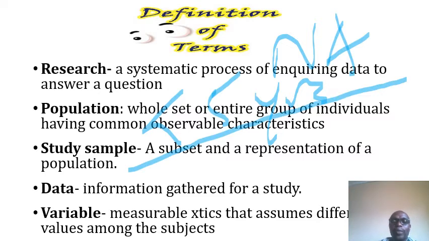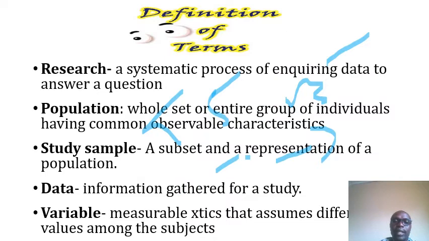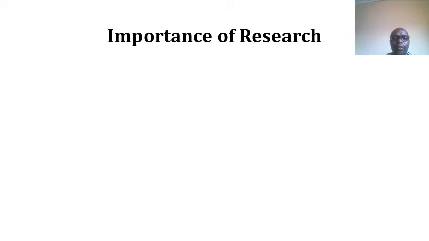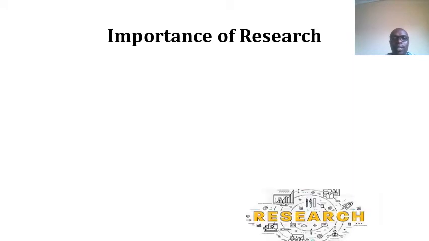So one of the aspects that you're going to measure is their height. If you're going to take the length of 10 children, they are going to have different values of their heights, and that's why we are saying a variable assumes different values in a sample. Okay, so let's move on to importance of research.